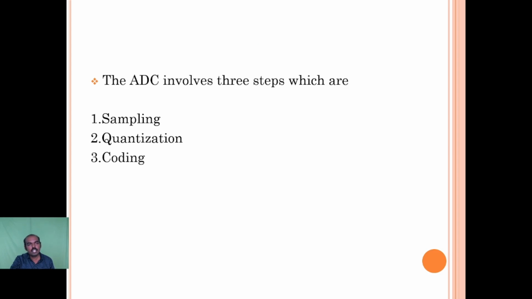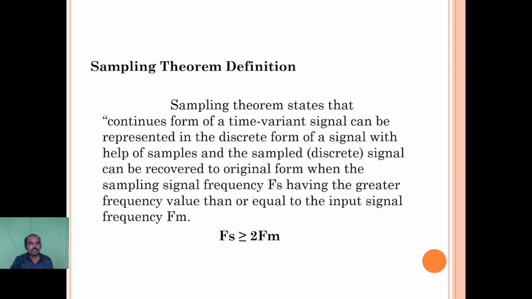Already I told, analog to digital conversion involves three steps, which are sampling, quantization, and encoding techniques. First of all, we define the sampling theorem. Sampling theorem states that continuous form of a time variant signal can be represented in the discrete form of a signal with the help of samples, and the sampled or discrete signal can be recovered to the original form when the sampling signal frequency Fs is greater than or equal to the input frequency Fm.